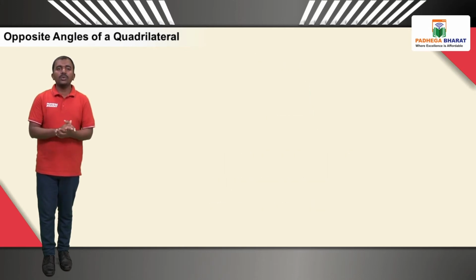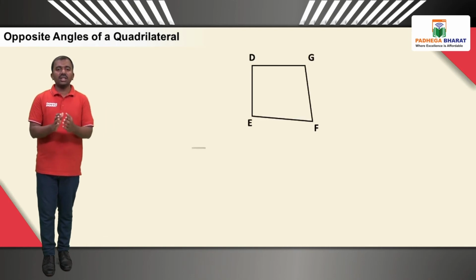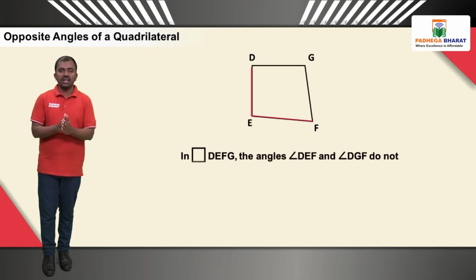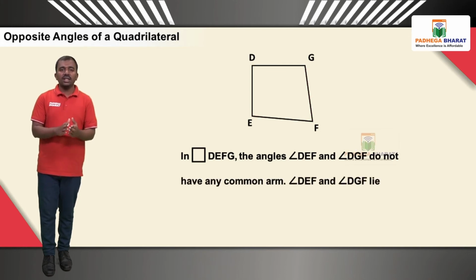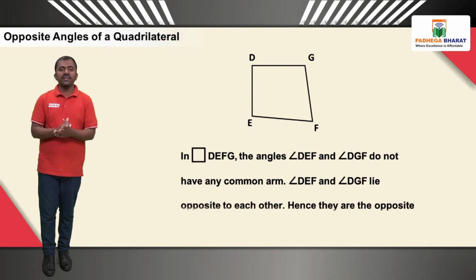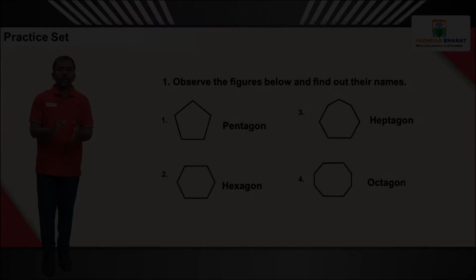Now let us see opposite angles of a quadrilateral. In again the quadrilateral DEFG, angle DEF and angle DGF do not have any common arm. Angle DEF and angle DGF lie opposite to each other.